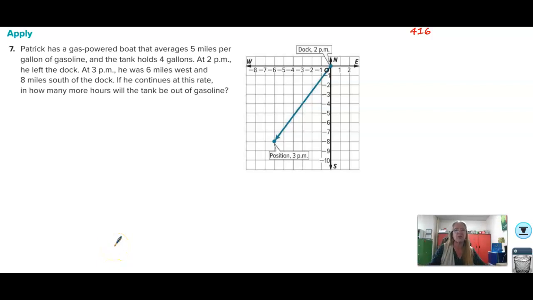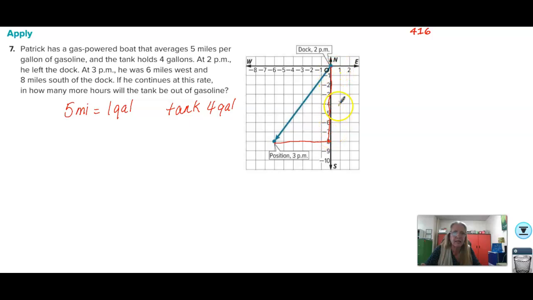So again, we have a boat that has traveled an hour. We have to figure out some stuff here. First of all, we know that his boat will go 5 miles on 1 gallon of gasoline. Okay, and we know the tank holds 4 gallons. Okay, at 2 p.m. he left the dock, and at 3 p.m. he was 6 miles west and 8 miles south of the dock. Okay, so we need to figure out how far this distance was. Well, we can do this by creating a right triangle here. We create a right triangle, and then we can know what the legs are.